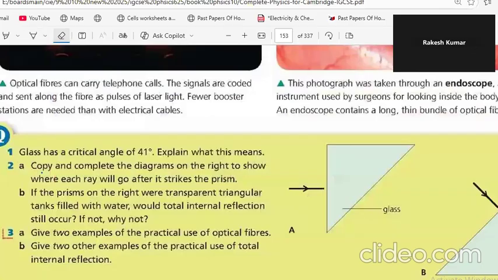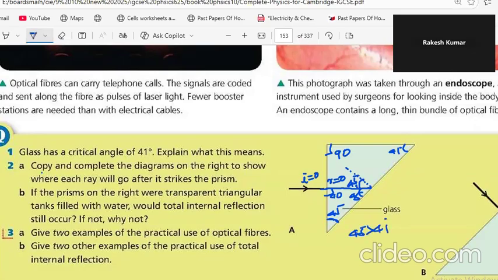So, this question I was asking you, what happens here? It hits here at i equal to 0. It goes in with no bending and hits here. Now, if this is 45 and this is 45, then this is 90, since the angle sum of a triangle is 180. Then you draw a normal here, and the angle of incidence will be 45. 45 is greater than 41, so it is greater than the critical angle. So it will totally internally reflect.